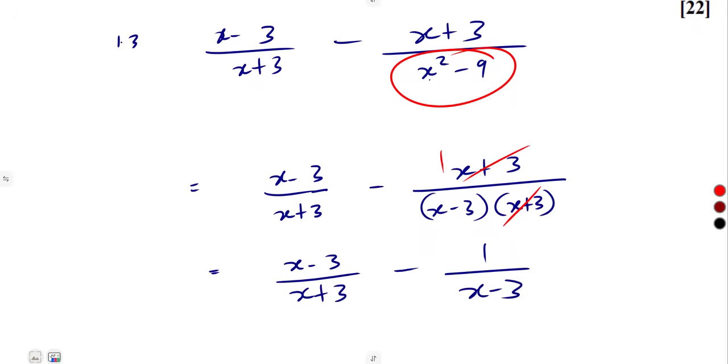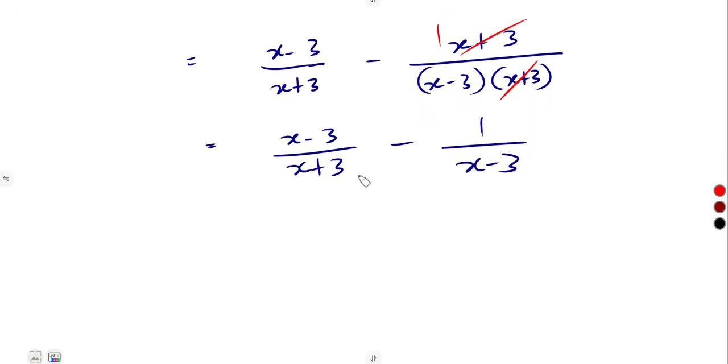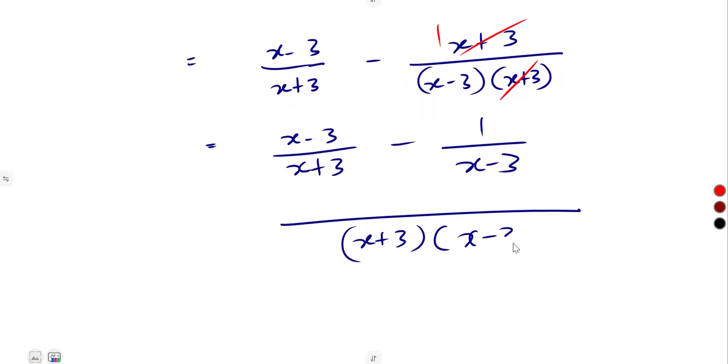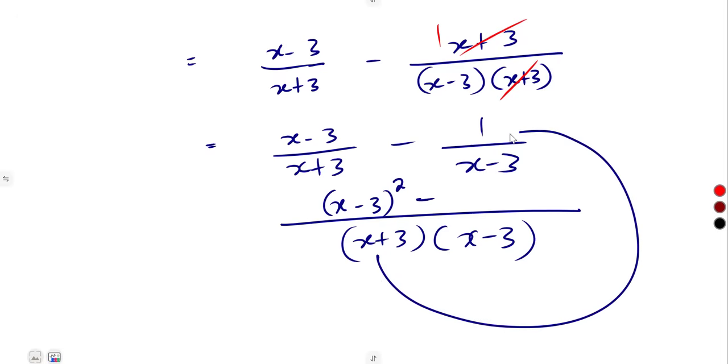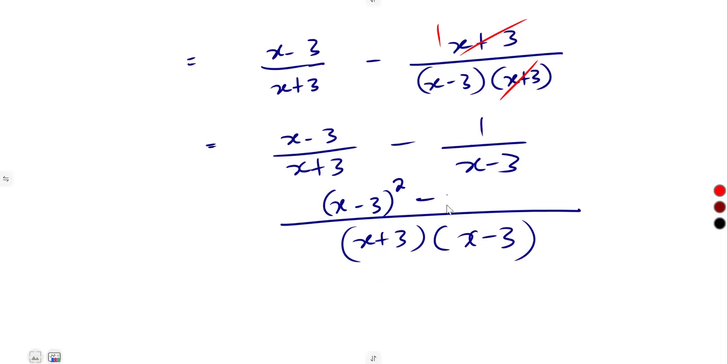So we can apply our addition. All we need here is the LCD of the denominators. That is x plus 3 into x minus 3. So divide, this and this cancel, and you remain with x minus 3 multiplied to the numerator. So that's x minus 3 times x minus 3, which is x minus 3 squared. Minus, you do the same thing. This one you divide, you'll be left with x plus 3, which multiplies the negative 1, so negative 1 into x plus 3.